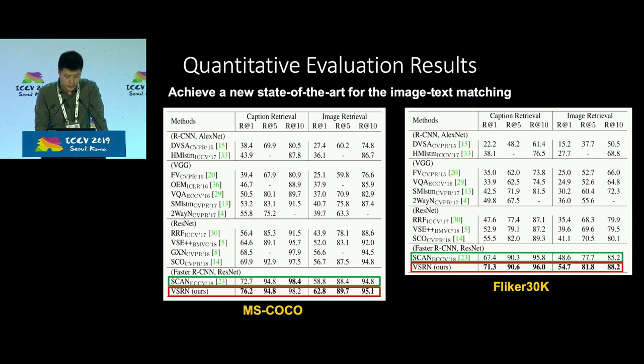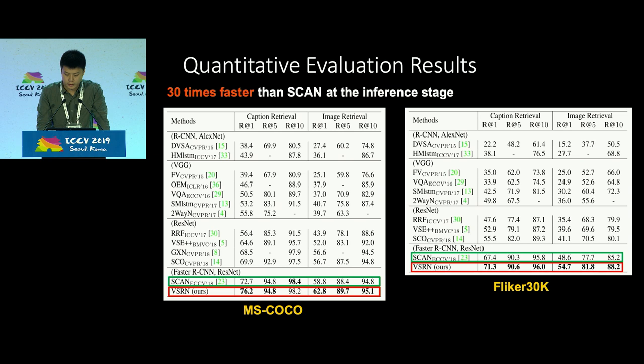Besides, compared with the complicated attention-based aggregation operation in recent methods, our method only relies on the simple inner product as a similarity function in the joint embedding space. Therefore, it is quite efficient at the inference stage. It is around 13 times faster than SCAN when tested on the Microsoft COCO 1K dataset.